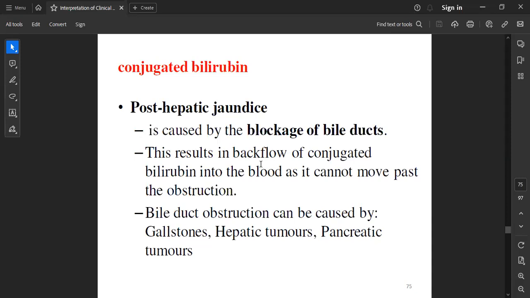The things that can cause obstruction are gallstones. You can have hepatic tumors where the tumor grows large enough to block the ducts. Pancreatic tumors, from our anatomy, how close the pancreas is, it's kind of intertwined with the liver and the gallbladder, so a pancreatic tumor can also grow large enough to block the bile ducts.